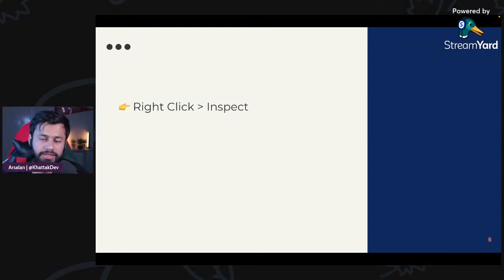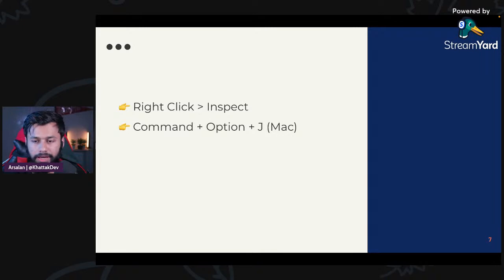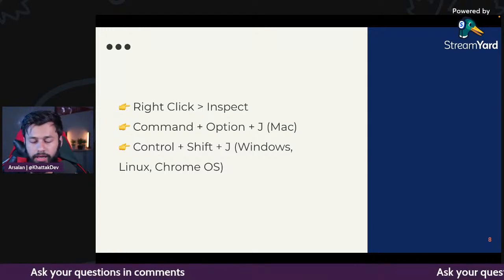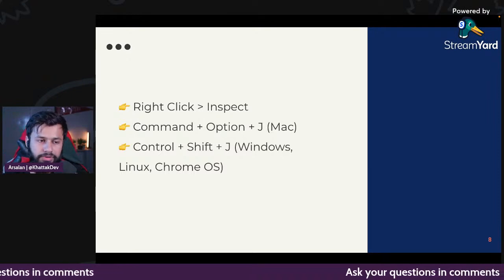The most simple way is just right click anywhere on your web page and select the inspect option. Or if you're on Mac, you can go for Command Option J. Or if you're on Windows, Linux, Chrome OS, etc., you can go for Control Shift J, and that is how you can open DevTools.